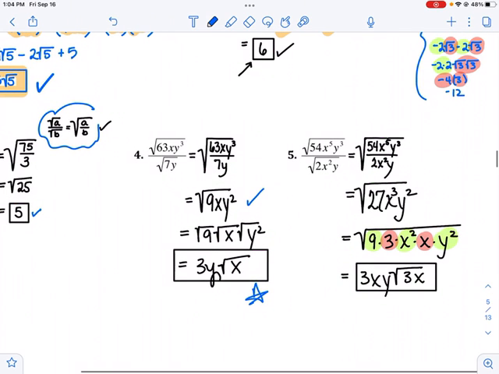Then you have the 54 and the 2 have a common factor. Then you have powers of x's and powers of y. So I bring it together in one fraction. The quotient of the roots is equal to the root of the quotient.